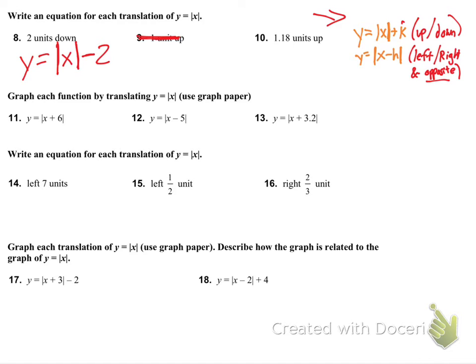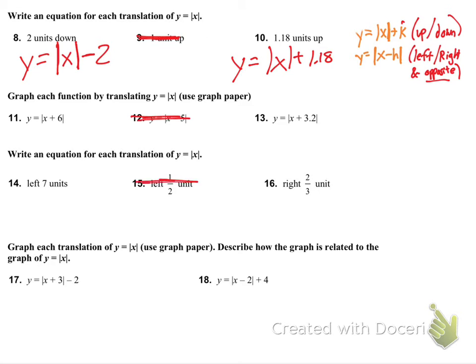If I want to go 1.18 units up or down, again, it's the same equation. We're just using this first one right here. So I'm going to put y equals the absolute value of x, and then I have to say, do I want to go up or down? So this one says I'm going up, so that would mean it's positive. So I would do plus 1.18. And that's it.